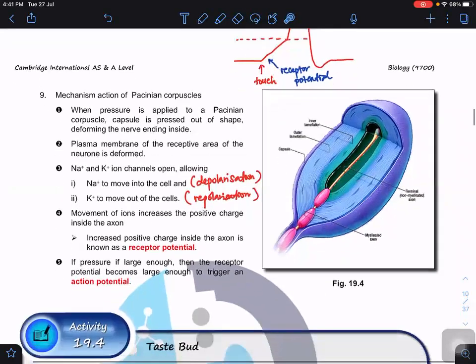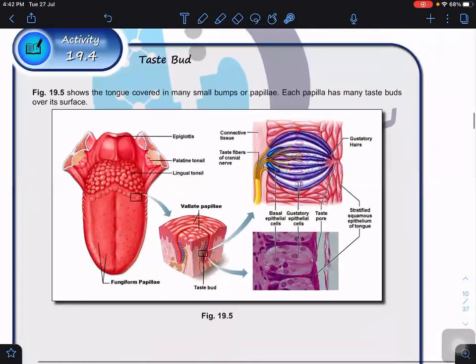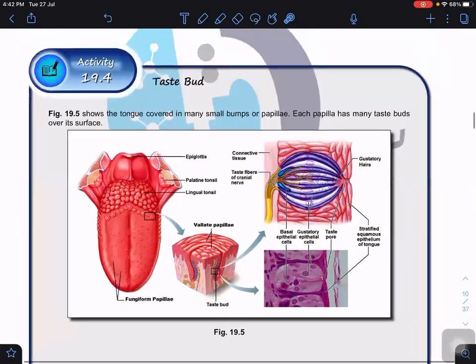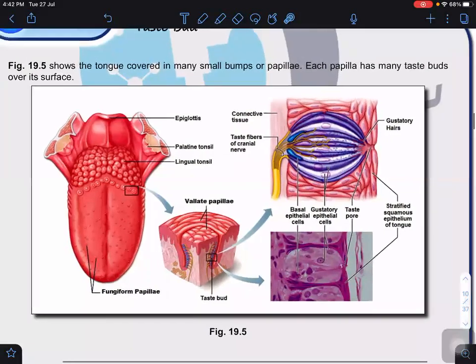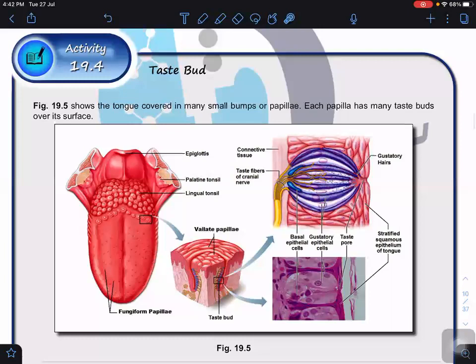So now, next one, we look at our taste buds. Taste buds are slightly different. Why? Because taste buds are not part of the neurons. They actually synapse with the neuron. They are specialized receptor cells. So we have different taste buds that detect different chemicals.